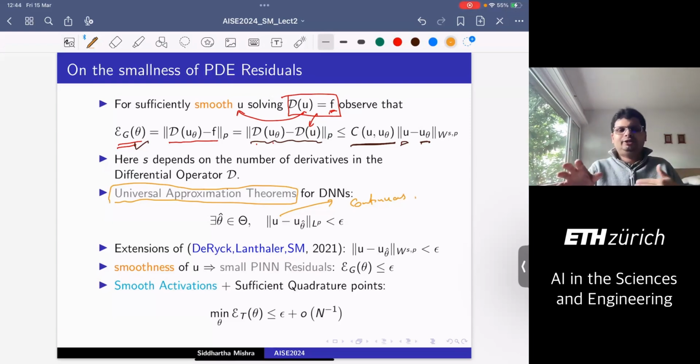You see, any function just needs to be integrable. In fact, it needs to be what is called measurable. There always exists a neural network which is very close to it, right? So this is sort of the basis of neural networks.